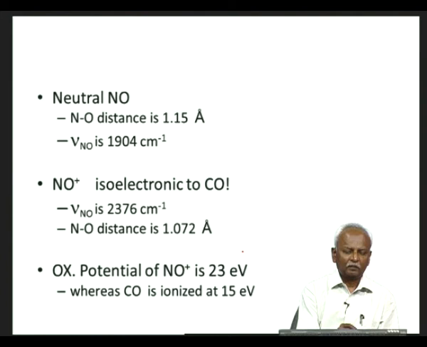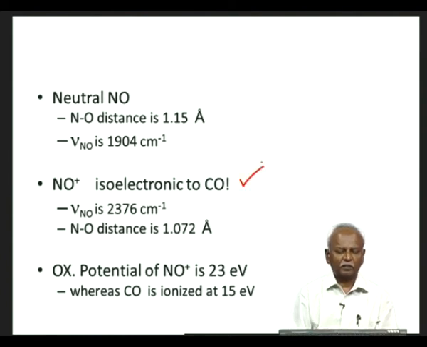So, NO plus, which is pictured here, turns out to be isoelectronic to carbon monoxide. It has a new nitrogen oxygen stretching frequency of 2376 centimeter minus 1, and the nitrogen oxygen distance reduces from 1.15 to 1.072 angstroms. So, you can see that the bond order between nitrogen and oxygen has increased as you go from NO to NO plus, and this is understandable because we have removed an antibonding electron.